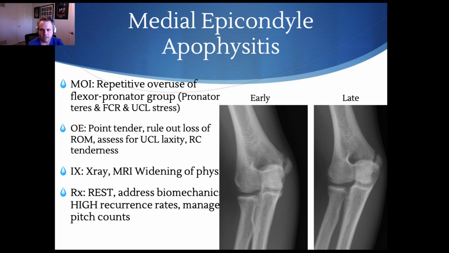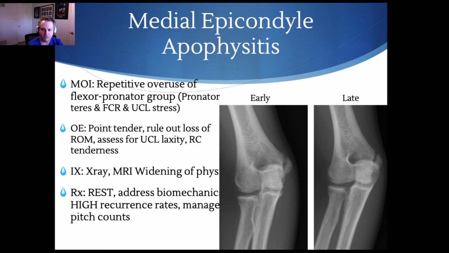They can have UCL injuries. They're point tender. They may have some UCL laxity or pain with essentially valgus gapping, and they may actually also have some radiocapitellar pain because the valgus force at the medial elbow compresses the radius up against the capitellum. In the early phases, it's slightly widened and then becomes wider as they continue to play. Once again, rest is key here, addressing some of the biomechanical issues in terms of rehabilitation.